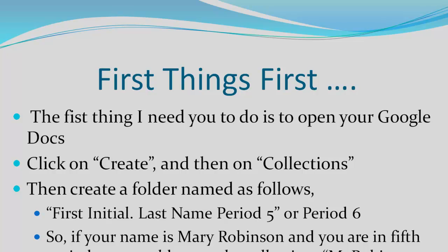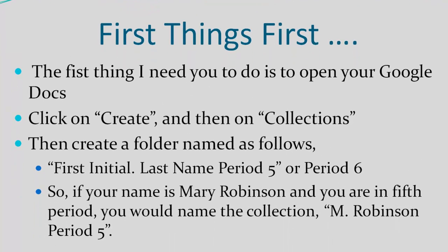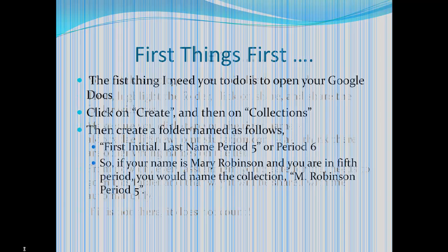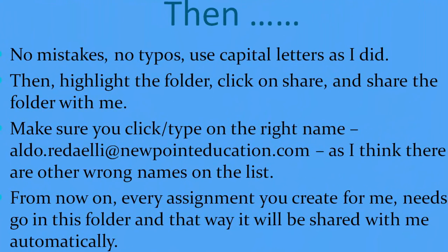In the example that I give you there, if your name is Mary Robinson and you're in 5th period, you're gonna name it M. Robinson period 5. If you're in period 6, of course you're gonna name it period 6. It's very important that you create this without any typos. Use capital letters where I did.